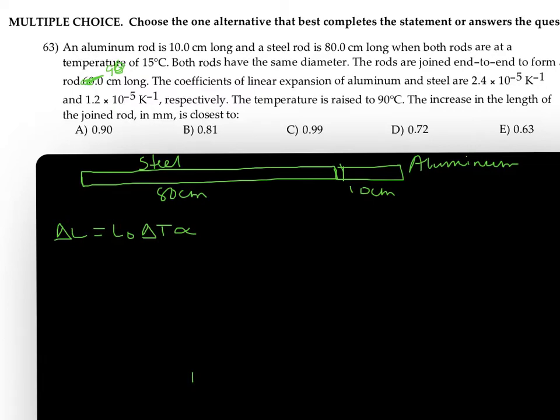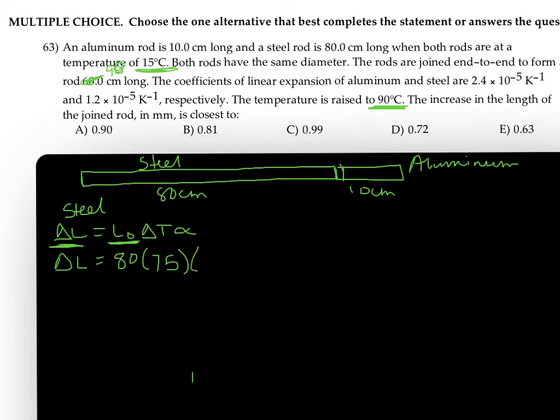Now for the steel, so let's do the steel. Our change in length is, now what's really nice about this is since alpha is just per degree Celsius, these units just need to match. So we can actually leave our answers in centimeters. We don't have to convert to meters. So this is 80 centimeters. Now our change in temperature. We were at 90 degrees and 15 degrees. So our change in temperature is 75 degrees. We went from 15 to 90, so we changed by 75 degrees.